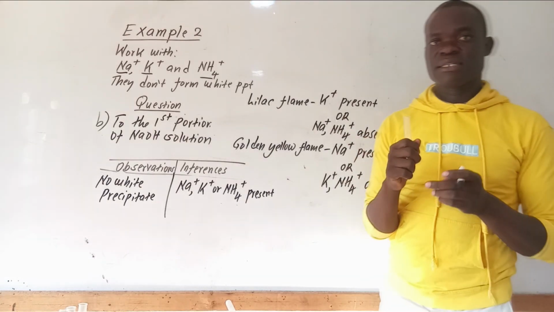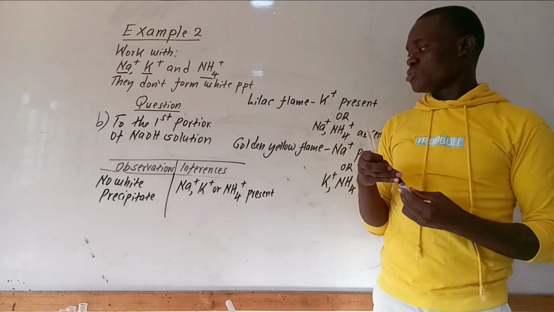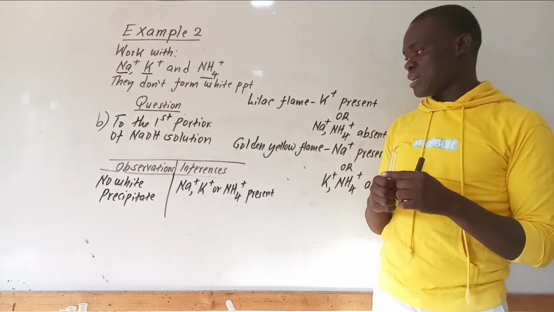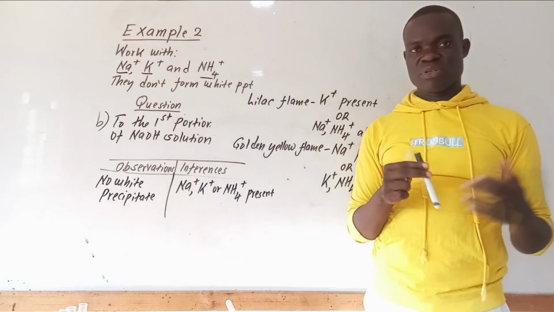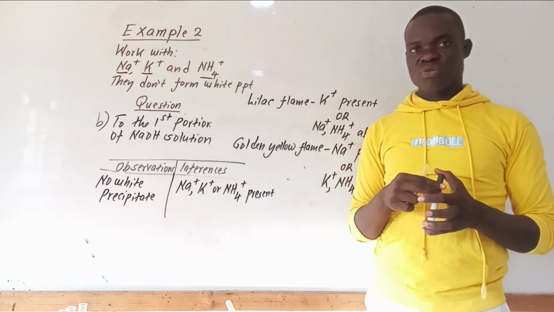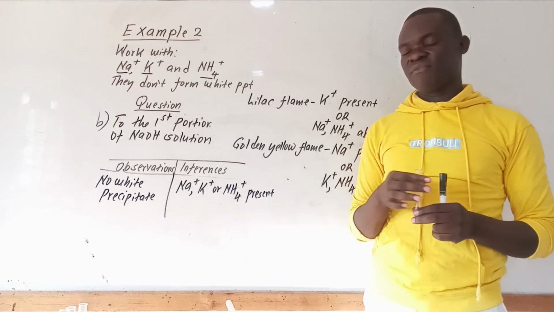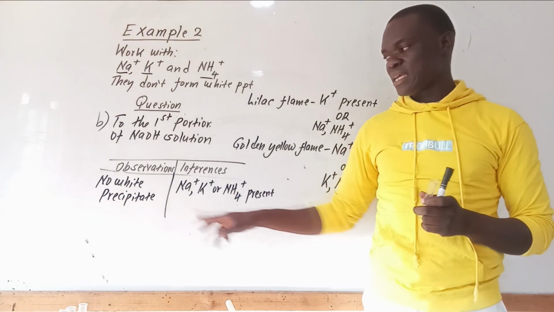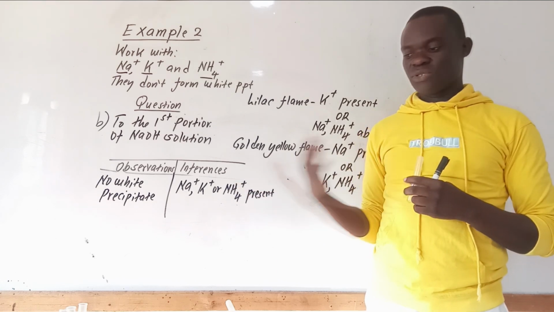So that is flame test. Flame test can only help to identify one of the cations because different metals burn with different types of flames and colors. So there are different metals burning with different flames. So that color of the flame alone can help us to identify a particular metallic ion in the solution.